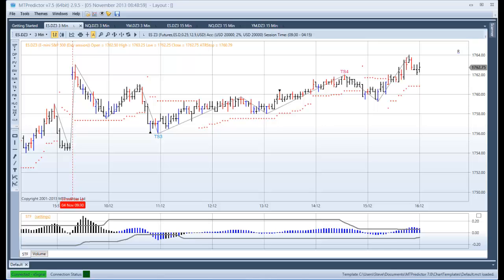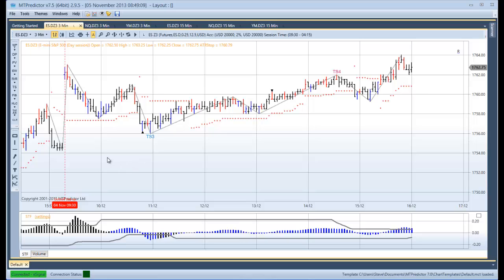In today's video, I'd like to look at how the US E-minis unfolded yesterday, which was Monday the 4th of November. Let's start off with the 3-minute ES. For standard MTPredictor traders, it was a good day. You can see the STF was blue, stroke black, and then blue for the rest of the day. Blue means an uptrend, so that would have avoided this sell signal here, and also avoided this sell signal here.